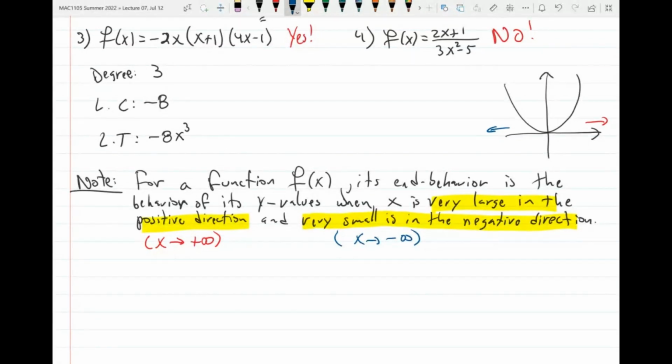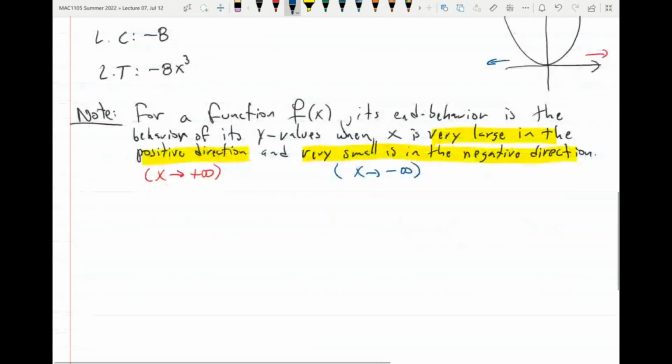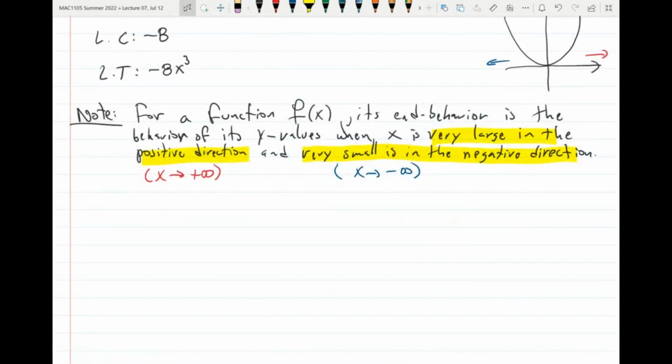So that's why I was telling you, this will tell you how to begin and how to finish your graph. Because remember, you graph from left to right. So the end behavior tells you how to begin and how to finish. Okay? Then we need to figure out what happens in the middle, what happens in between. That's the zeros information that we're going to discuss. Okay? So for the function of x, its end behavior is the behavior of the y values when x is either very large in the positive direction or very small in the negative direction.